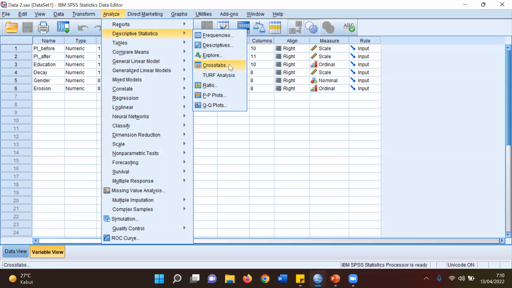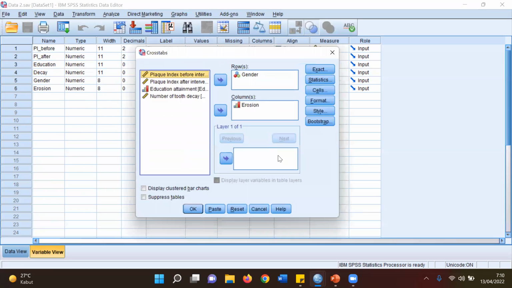Cross-tabs means cross-tabulation. You can see here there is a tabulation with some kind of cross. You click it there. Let me do the reset. For the row, we put the independent variable. In this hypothesis that we're going to test is whether there are difference in dental erosion status between gender. So the gender is going to be the independent variable and the erosion is going to be the dependent variable.